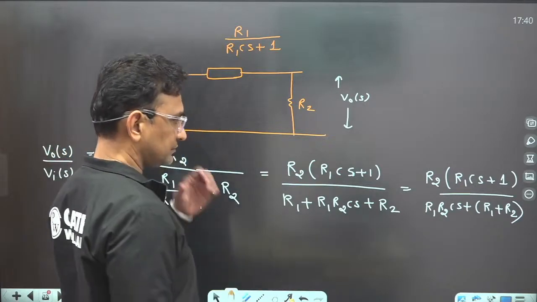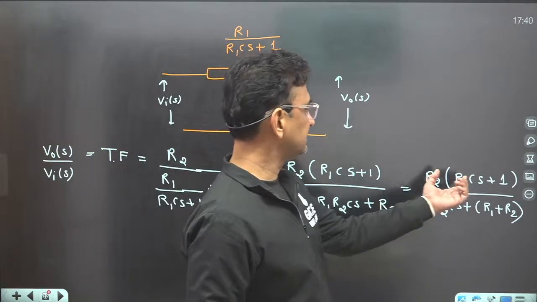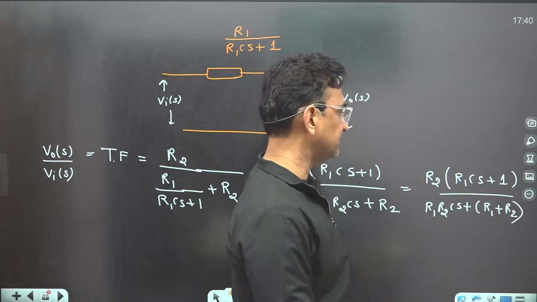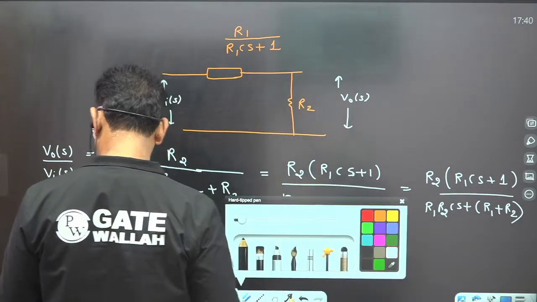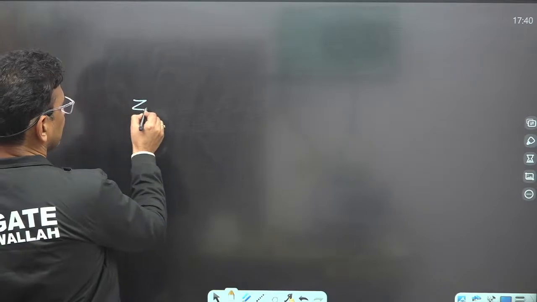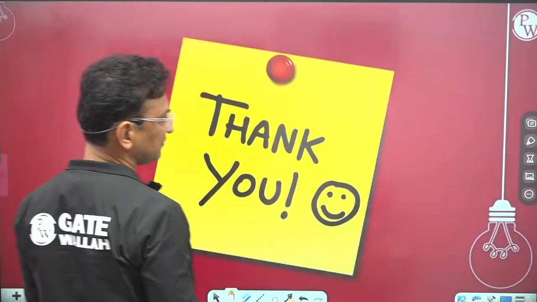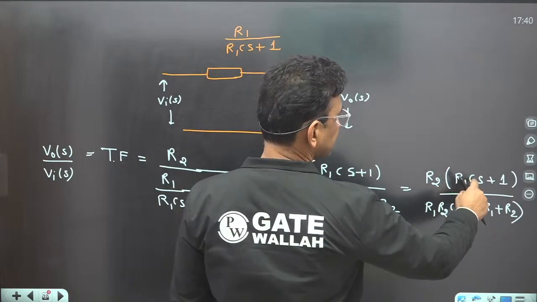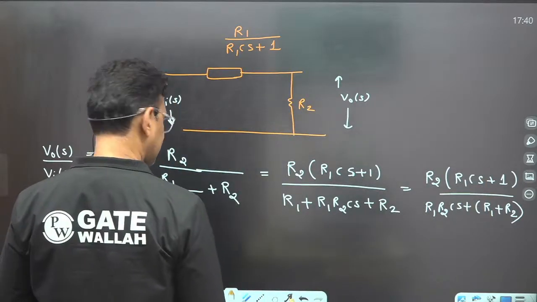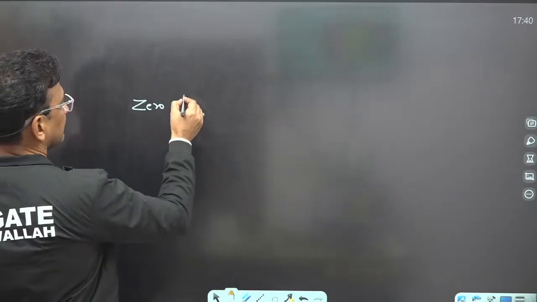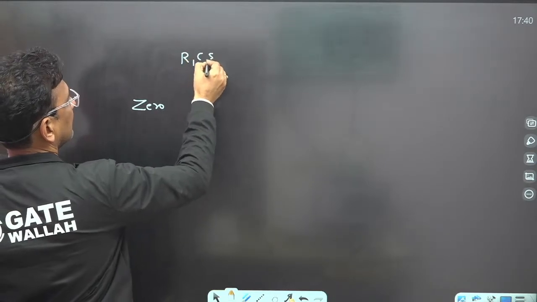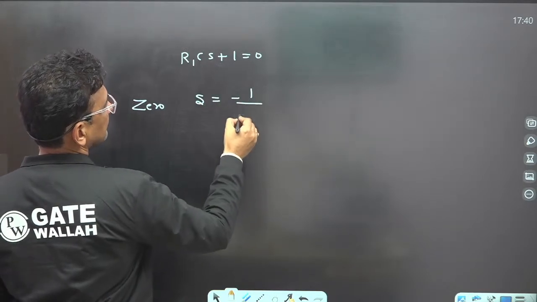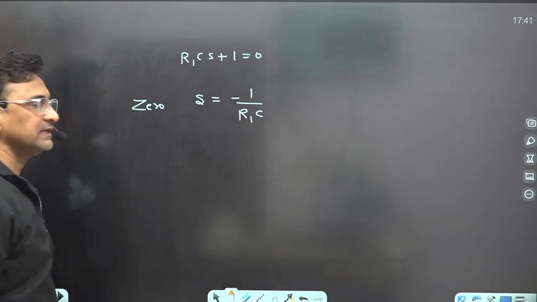Now the roots of the numerator are the zeros of the transfer function and the roots of the denominator are the poles of the transfer function. So what is the zero? How to find out the zero? The roots of the numerator. What is the root of the numerator? R2 is a constant only. R1 C S plus 1. The root S will be minus 1 upon R1 into C. This is the location of the zero.